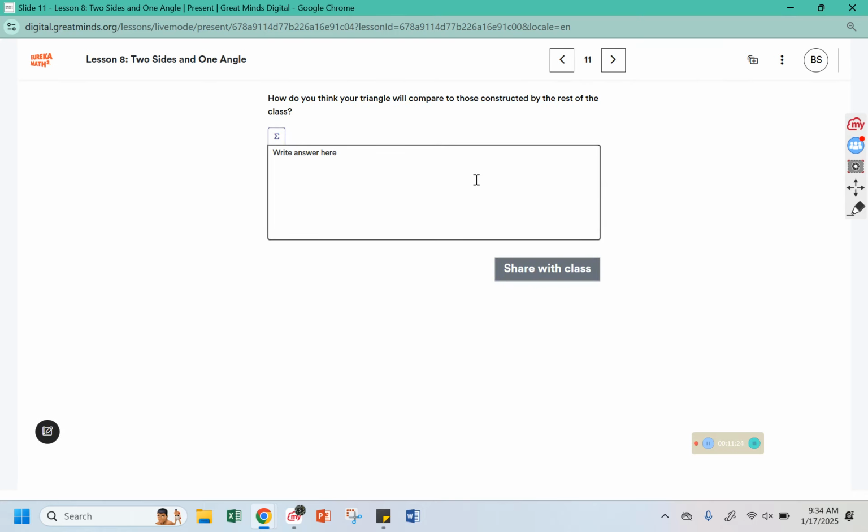How do you think your triangle will compare to those constructed by the rest of your class? I was only able to find one version of the triangle. So I think that our triangles, meaning mine and my classmates' triangles, will be identical.